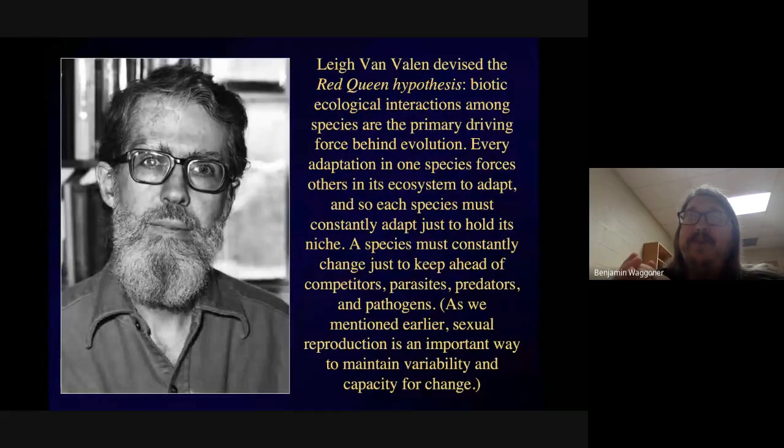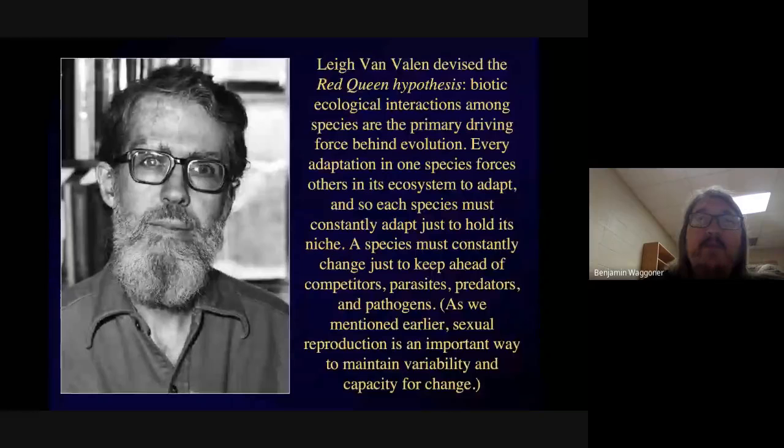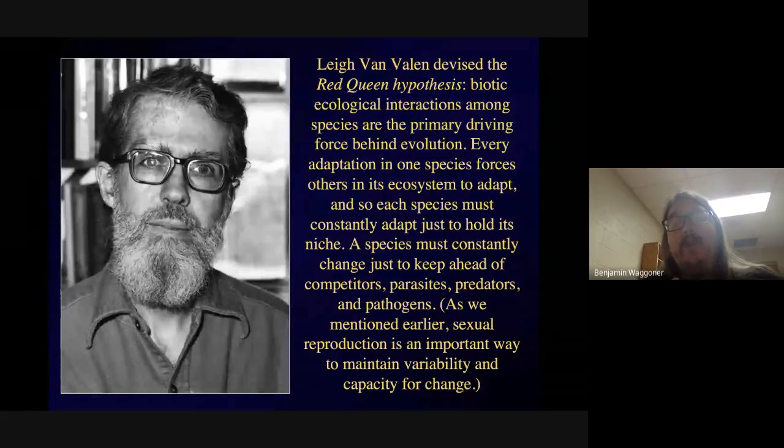The result is that every time one species adapts, that sets up change in all of the others. If a predator evolves tougher teeth, then its prey has to evolve a countermeasure, like swimming faster or thicker shells, maybe. If a parasite evolves some new way of taking advantage of a host, then the host has to counter-evolve some sort of countermeasure, some sort of change in its immune system, maybe, something like that. So every adaptation in one species forces everybody else in the ecosystem to adapt. And so each species has to constantly evolve just to keep the niche that it's got, just to keep ahead of the competitors, the parasites, the predators, and the pathogens.